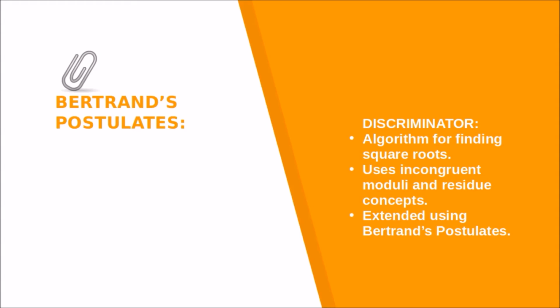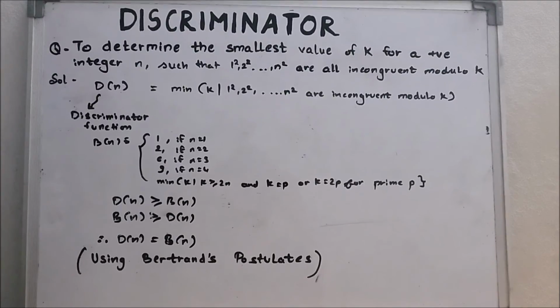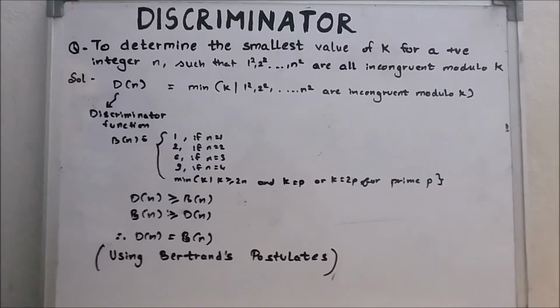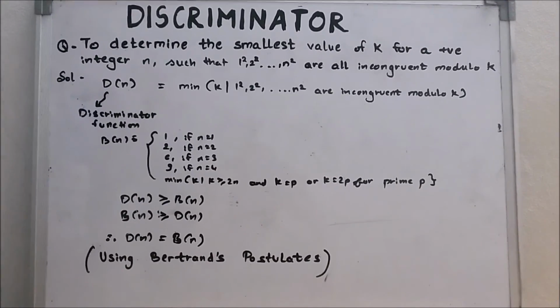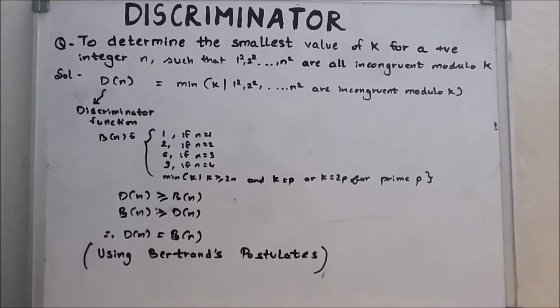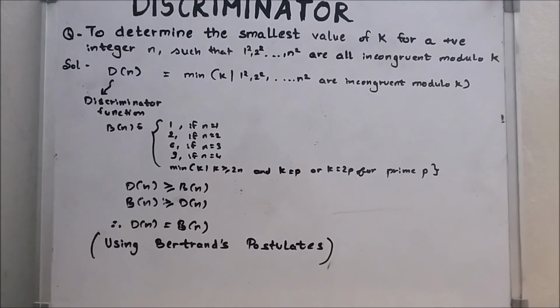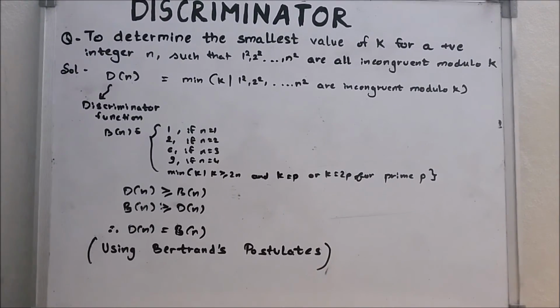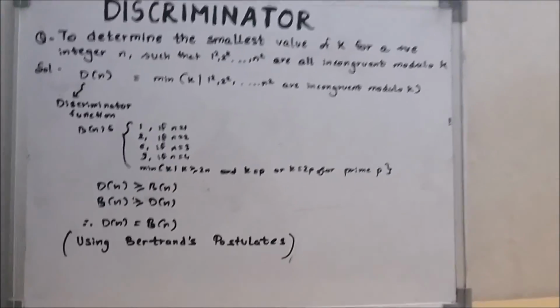First is the discriminator. Let us see about the discriminator function. Here the question is to determine the smallest value of k for a positive integer n such that 1 square, 2 square, up to n square are all incongruent modulo k. So it is used for finding square roots of perfect squares. But the size of the number is not defined or not known. Hence take S equals the set of 1 square, 2 square to n square. Here we want to know what the size of S is.